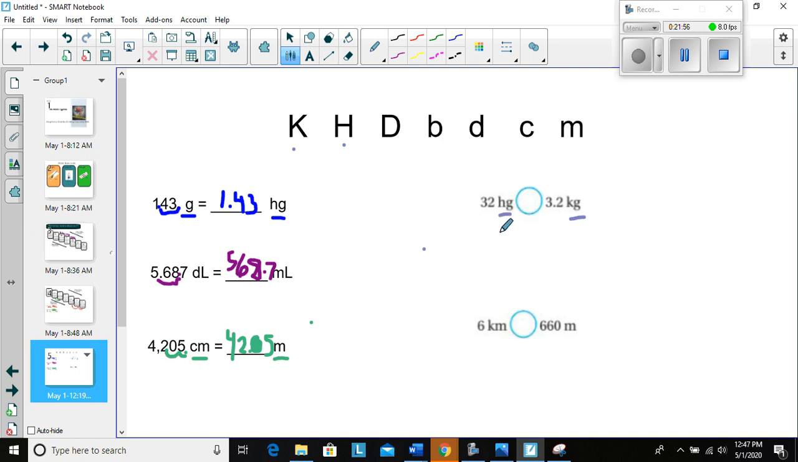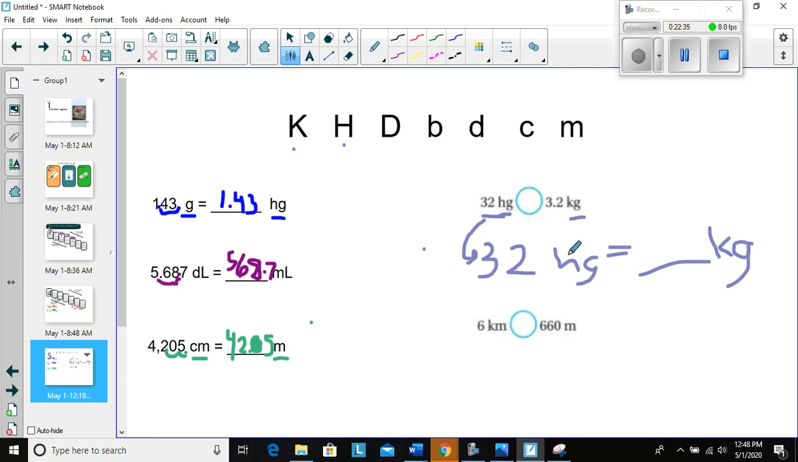I'll just do the one on the left. It's the first one listed. So I'm going to change the 32 hectograms, and I'm going to change it to be blank kilograms. And whatever my answer is on this blank, that's the number I'm going to compare to this. So I'm changing this number down here, and then I'm going to compare my answer to the other kilogram they gave me. And if it's the same, equal sign. If it's different, I'm going to put the mouth to the bigger number.